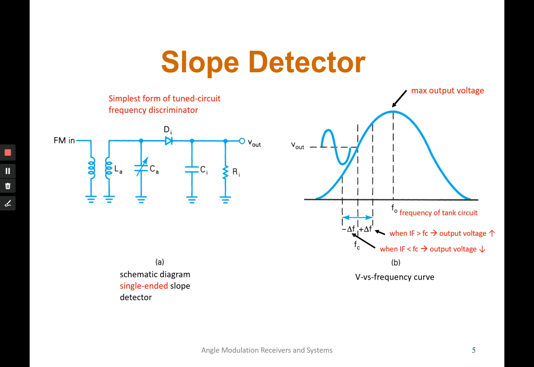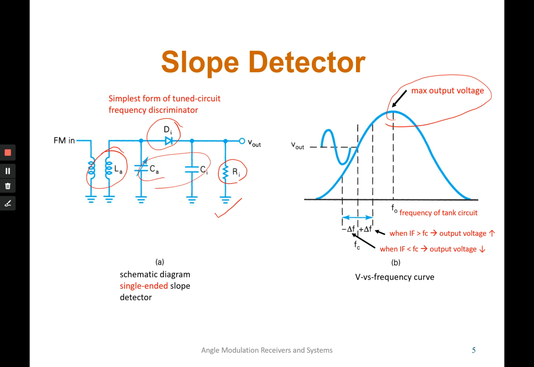for the slope detector, this is the schematic diagram of a single-ended slope detector, which is the simplest form of tuned circuit frequency discriminator. This detector uses one diode, one coil, 2 capacitors of different types, and also one resistor. So this will be the easiest slope detector that we can use when designing our FM receiver. And this is the voltage versus frequency curve, where we can find the frequency of the tank circuit when we get the maximum output voltage on the curve.